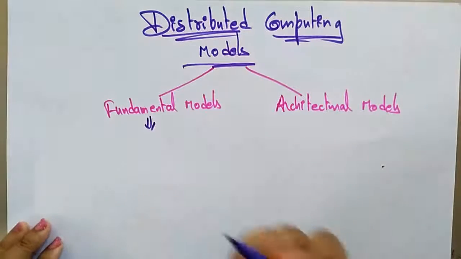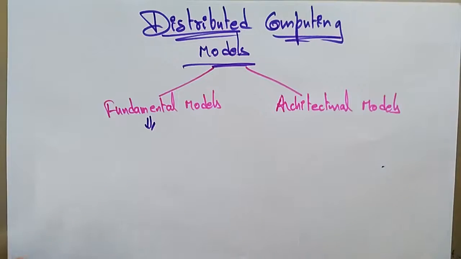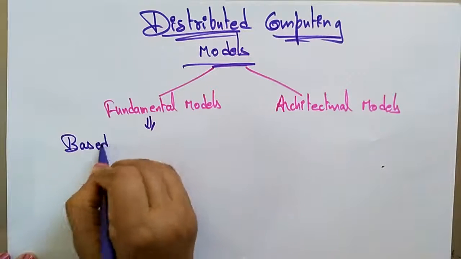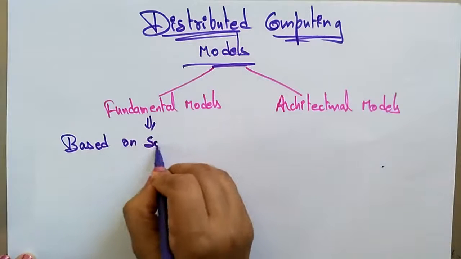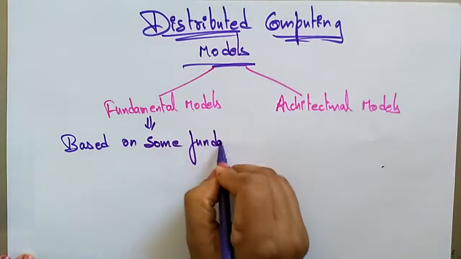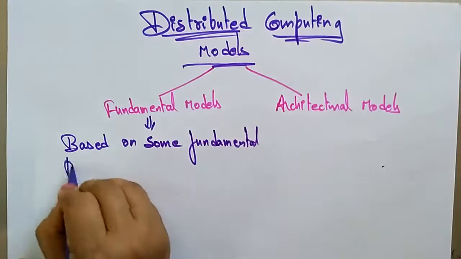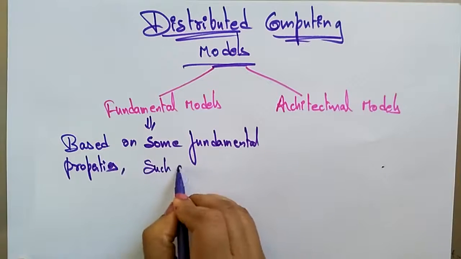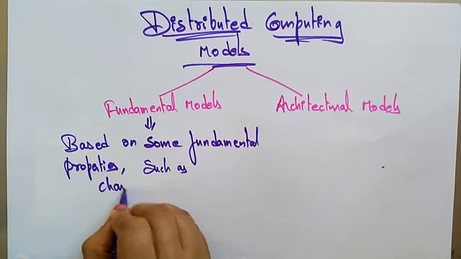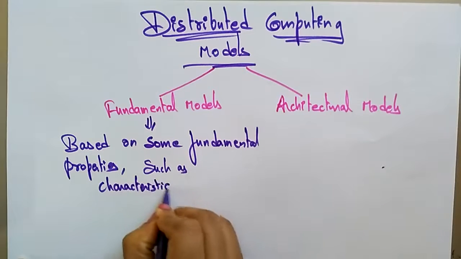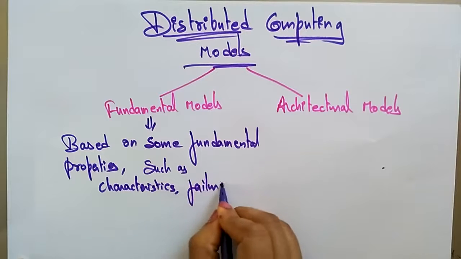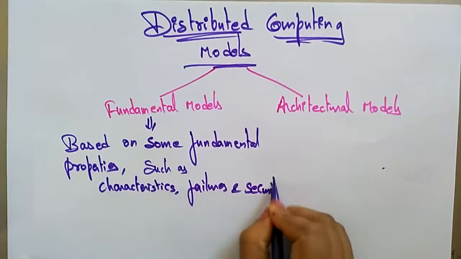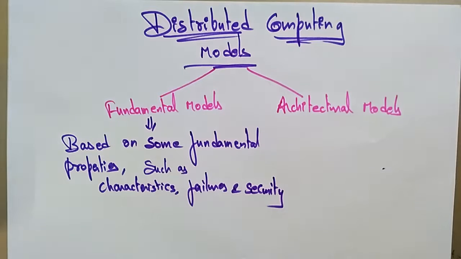So what are the fundamental models? Which models do we call fundamental models? The fundamental models are based on some fundamental properties such as characteristics, failures, and even security. So this fundamental model is completely based on properties like characteristics, failures, and security. So what are the examples of these fundamental models?